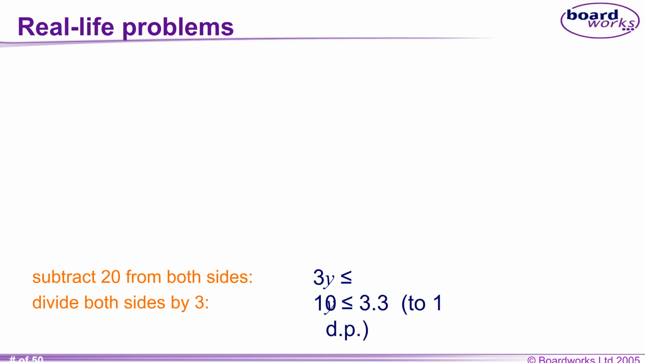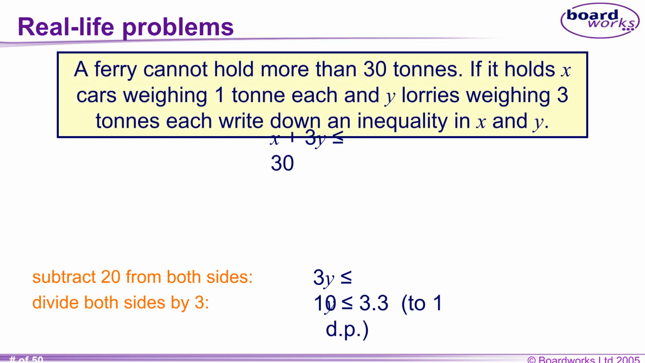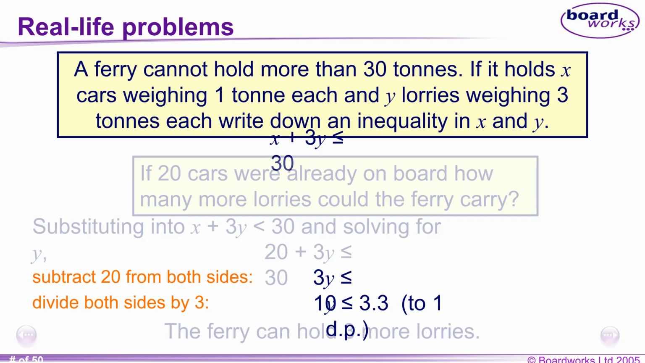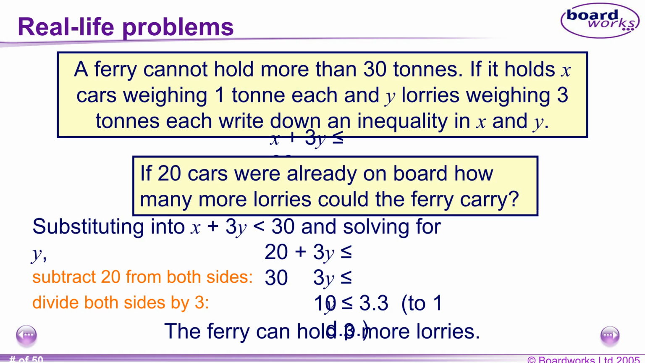In real-life problems, inequalities help model constraints. Consider a ferry that cannot hold more than 30 tons, with x cars weighing 1 ton and y lorries weighing 3 tons. The inequality is x + 3y ≤ 30. If 20 cars are on board, solving for y shows the ferry can carry a maximum of 3 more lorries.